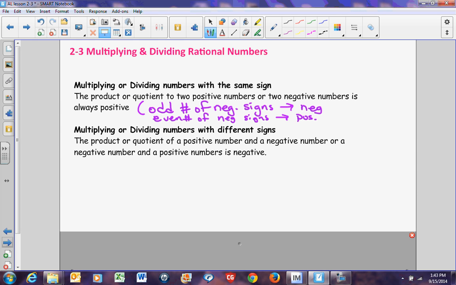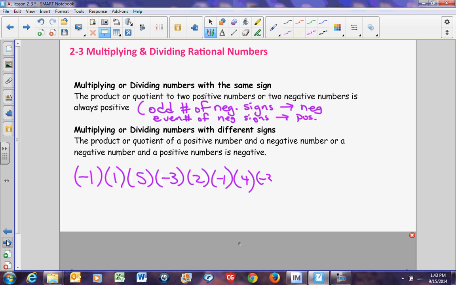For example, let's just say I have the following problem. -1 times 1 times 5 times -3 times 2 times -1 times 4 times -3. Is my answer going to be positive or negative? The easiest way to do this, let's look at the number of negative signs we have. I have 1 negative sign, 2, 3, 4 negative signs. 4 is even, so my answer will be positive. If it had an odd number of negative signs, my answer is negative. That's the easiest way to remember it.